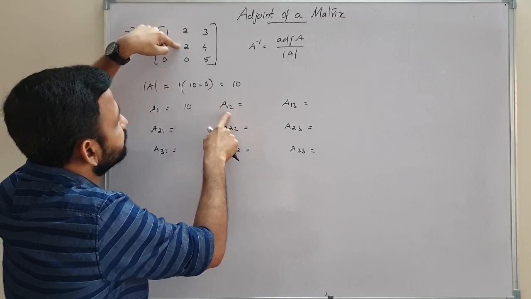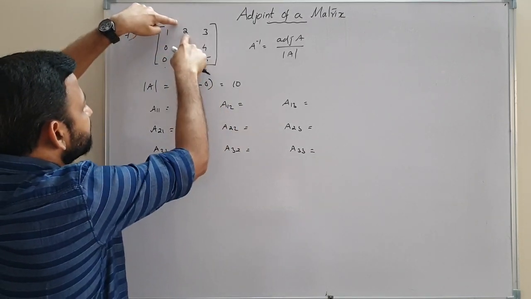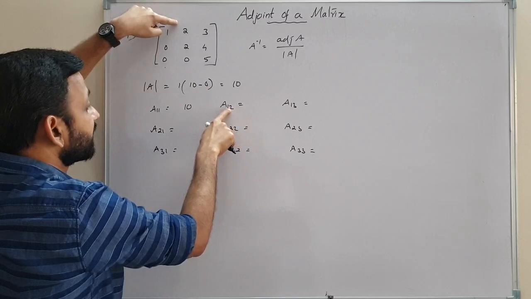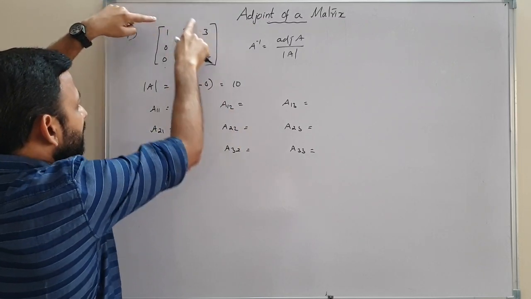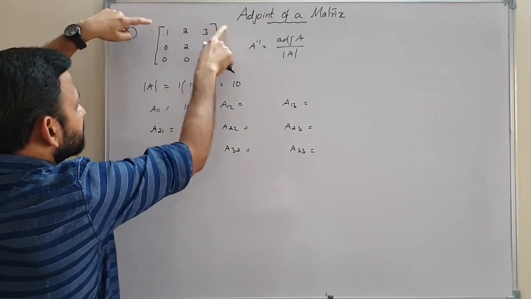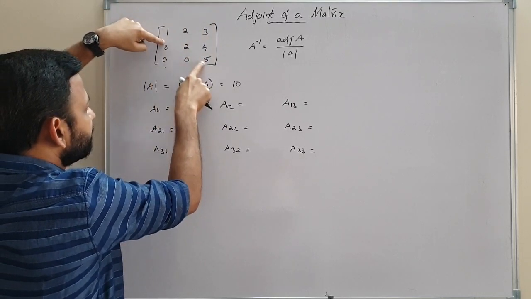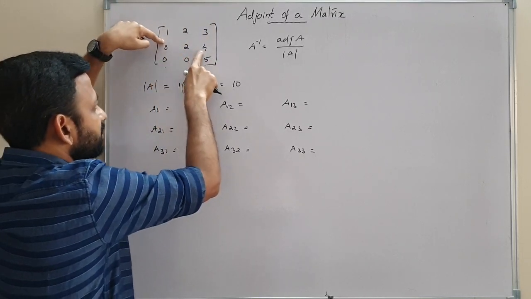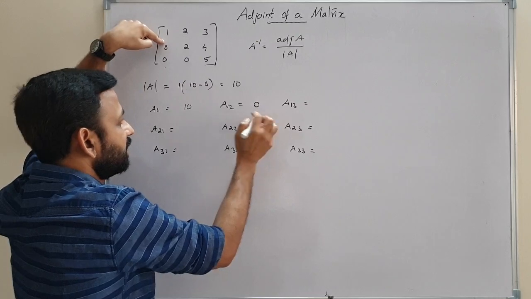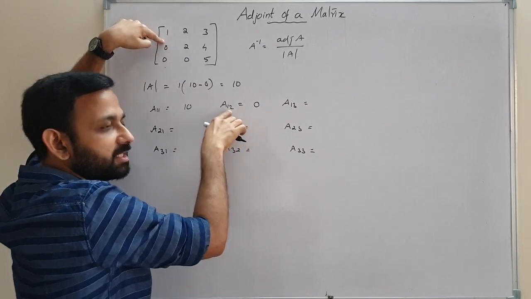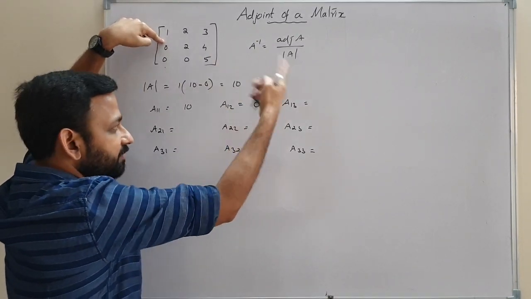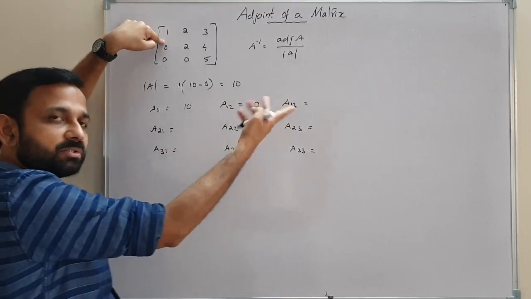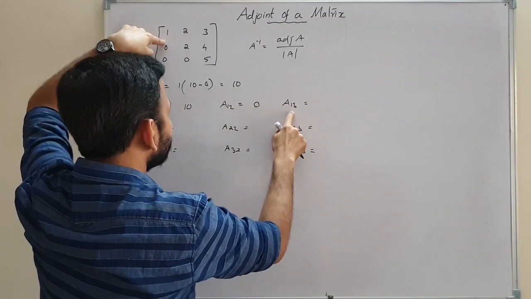Then A12, this is first row, second column. Deleting first row and second column: 0 into 5, 0, minus 0 into 4, 0. So that is 0. And here 2 plus 1, 3, odd number, so sign will be opposite, but it is 0. So same only. Then A13.